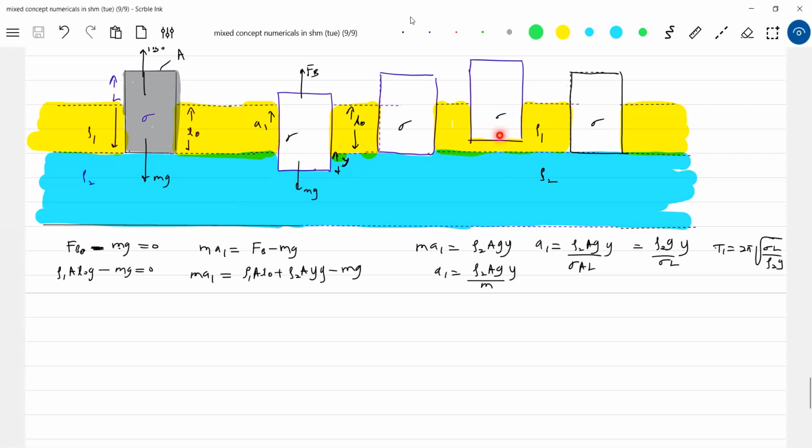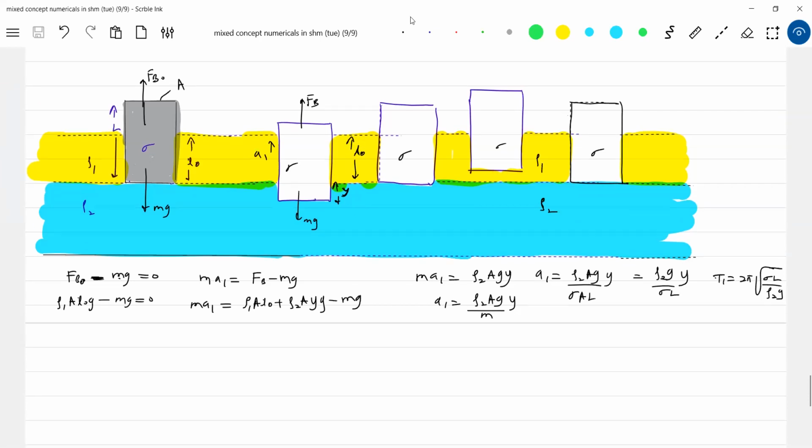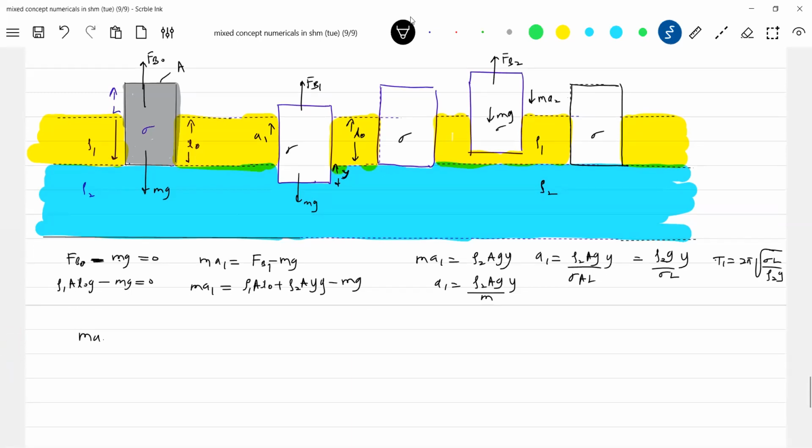So now looking at this, we'll write the equations. So what is the buoyant force? Here, if you want, you write FB1. Now FB2: as usual, weight mg will be acting. Let it be m a2. Then m a2 is equal to mg minus FB2. Now what is FB2? Some y length, or if you want, you may write it as x.